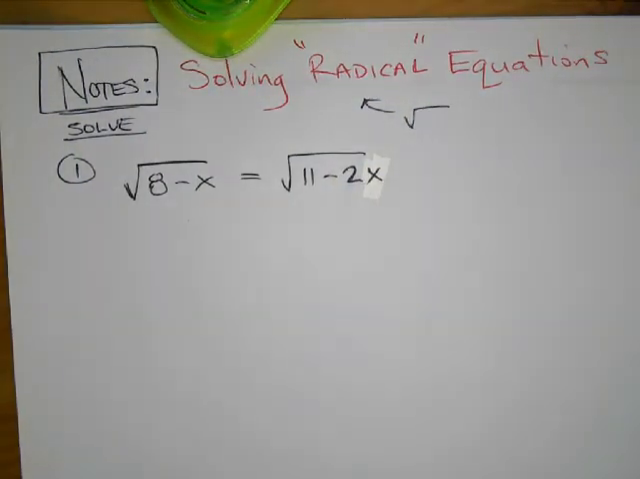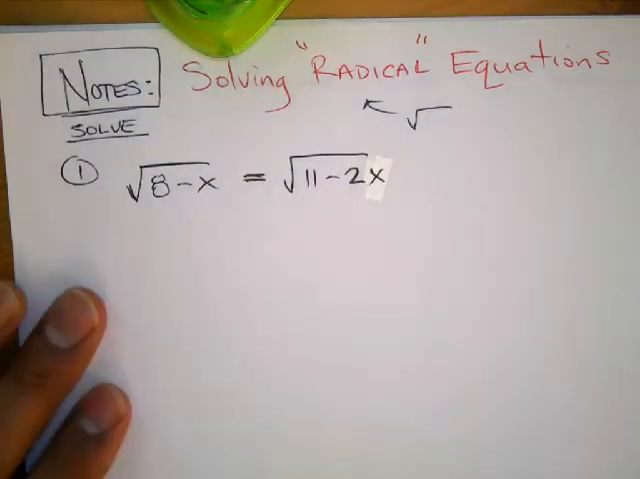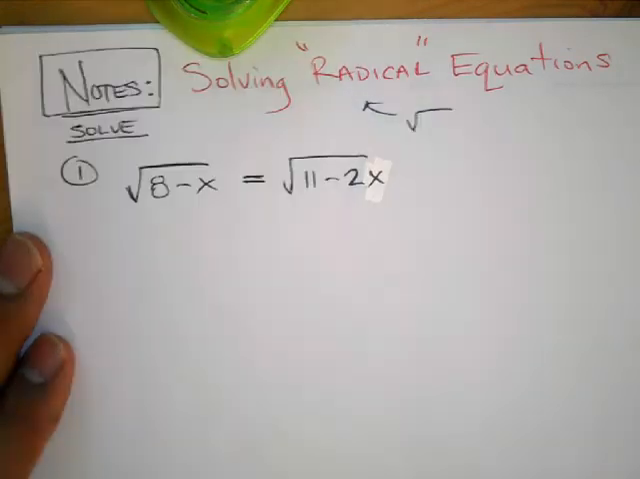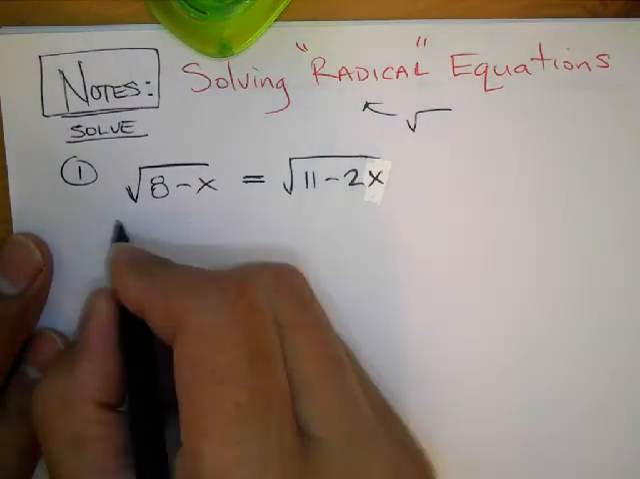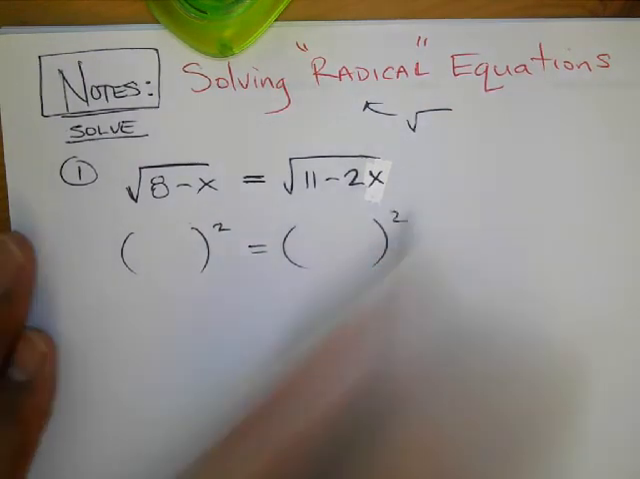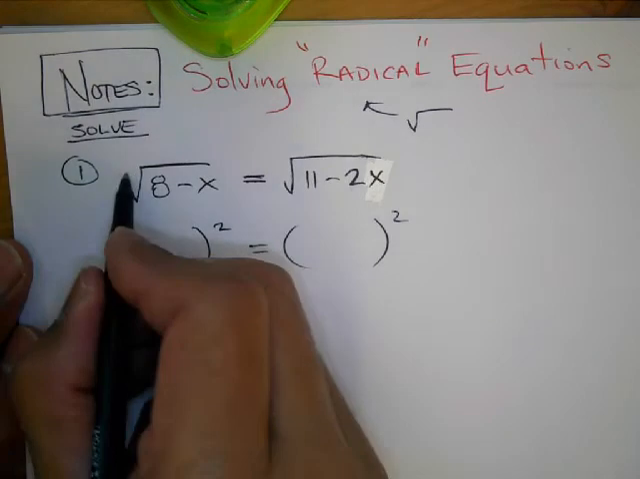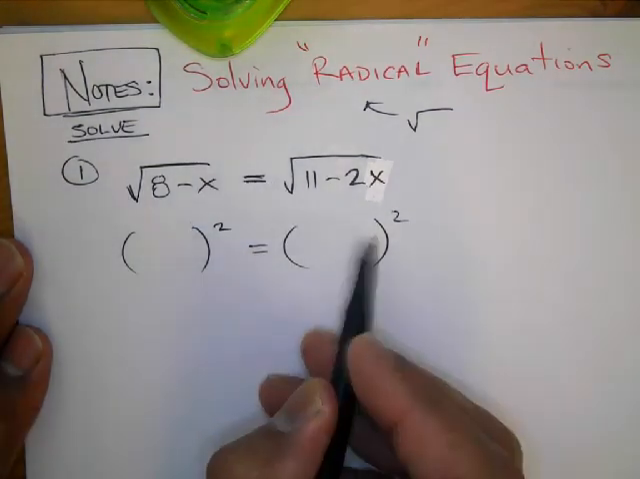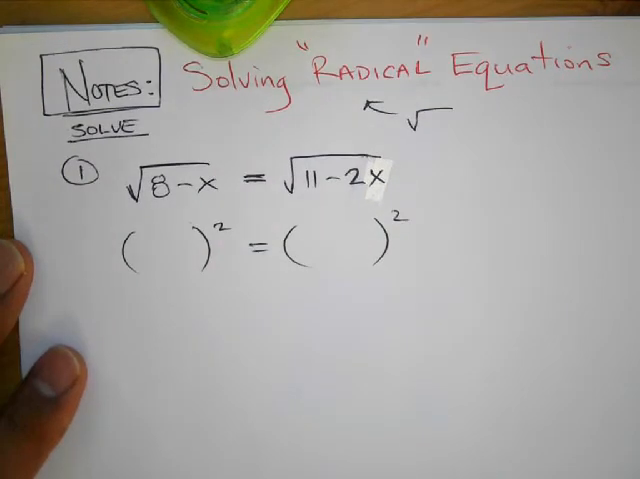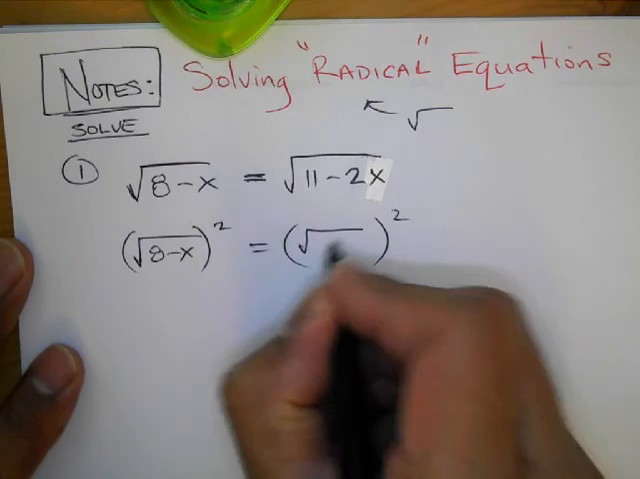Well, the good thing about this, remember, we have an equation. We can do anything we want to one side as long as we do the same thing to the other side. Since they both have a square root, we're just going to square both sides, and that's going to undo the radical. So these are the easiest ones you're going to encounter. If it was a cube root, you raise it to the power of 3. If it was a fifth root, you raise it to the power of 5. Anyways, the square and the root will cancel each other out.